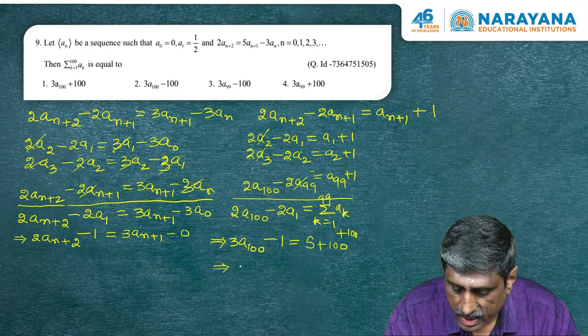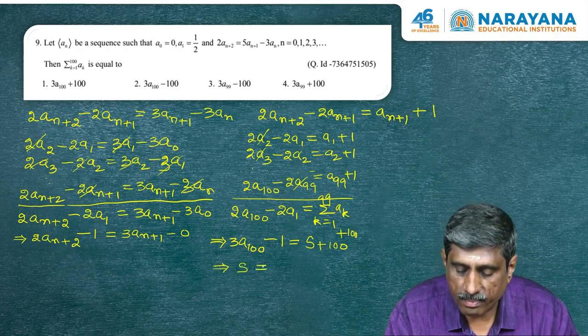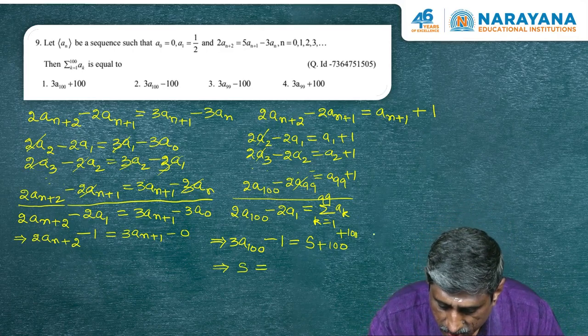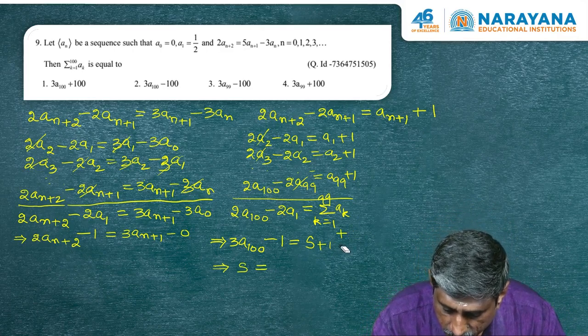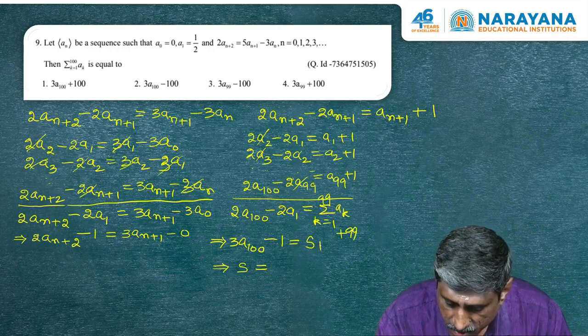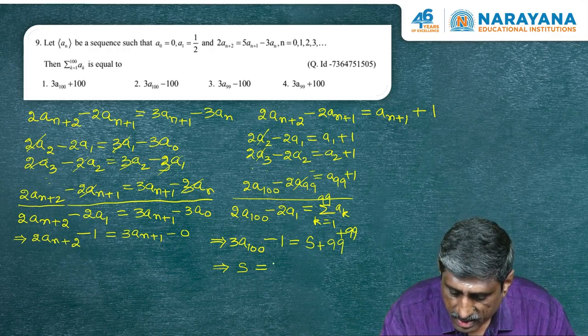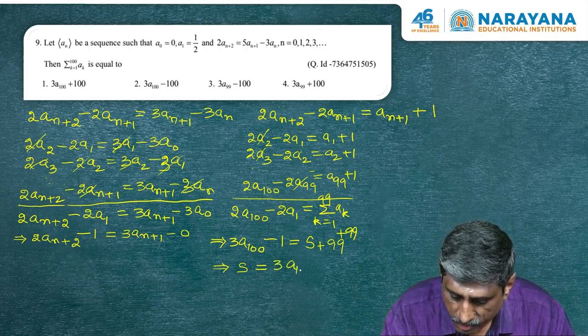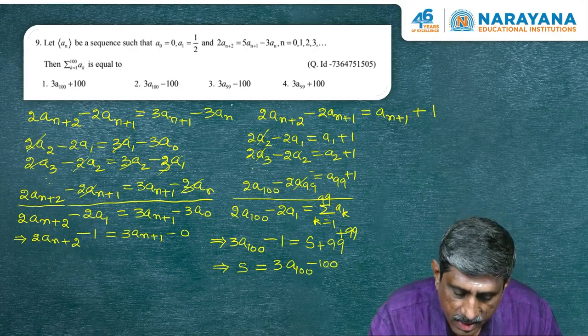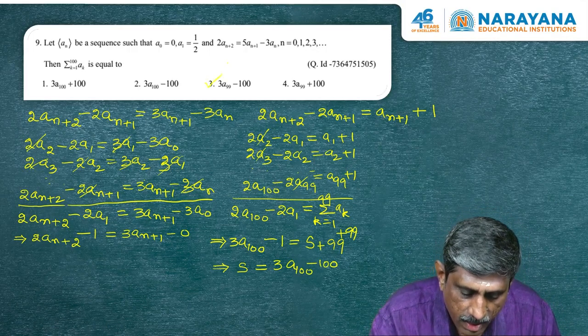Therefore, the required answer S is going to be, and here actually it is not 100, this is 99, because we are adding it only 99 times. So, this is S plus 99 when we bring. So, the required answer S is equal to 3a_100 − 100. So, 3a_100 − 100 is going to be the answer, which is option 3.